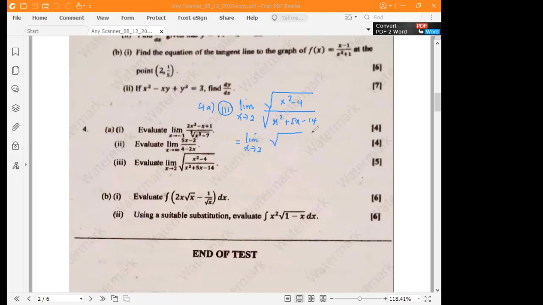We've got the root of x minus 2, the root of x plus 2, and then we factorize the down part. We got x minus 2 and x plus 7. So this part and this part cancel. Then the remaining pieces we substitute 2, and we get the root of 4 over 9, which is 2 over 3.